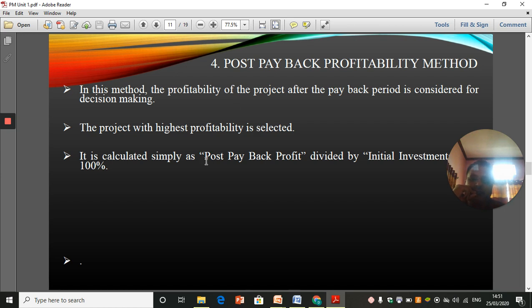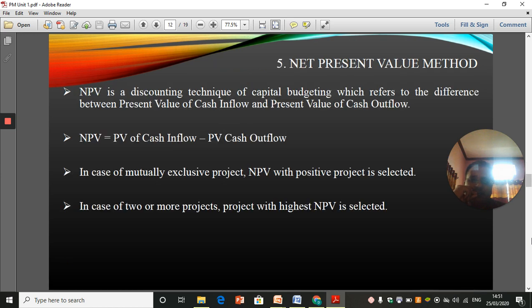So post payback profitability: when we go into decision making, the project with the highest profitability is selected. It is calculated simply as post payback profit divided by initial investment into 100%. So this is the present value method.